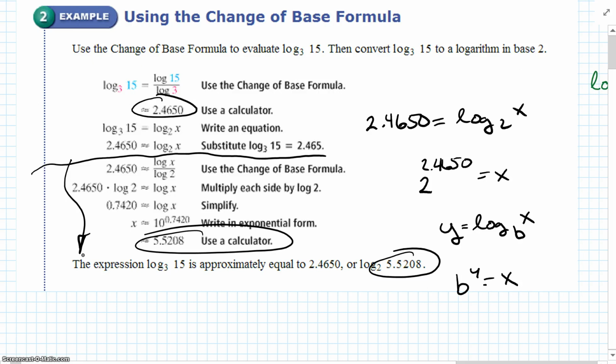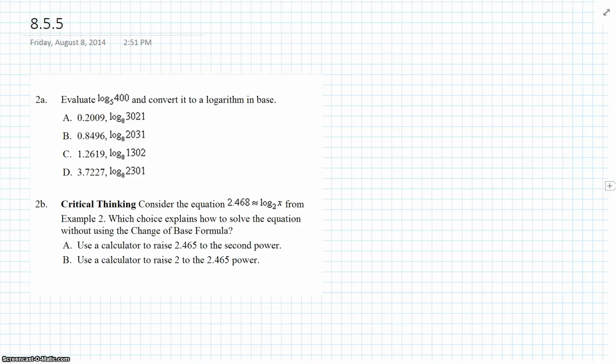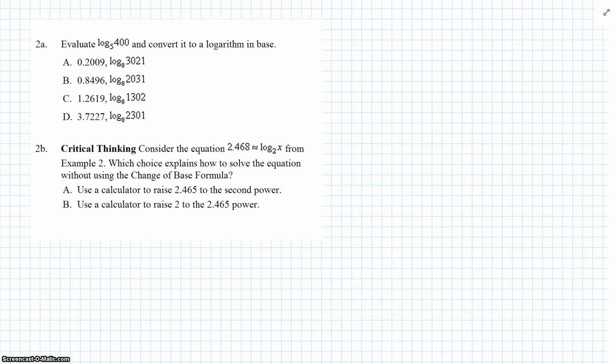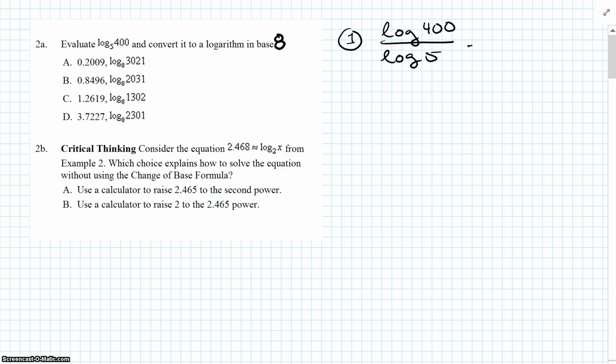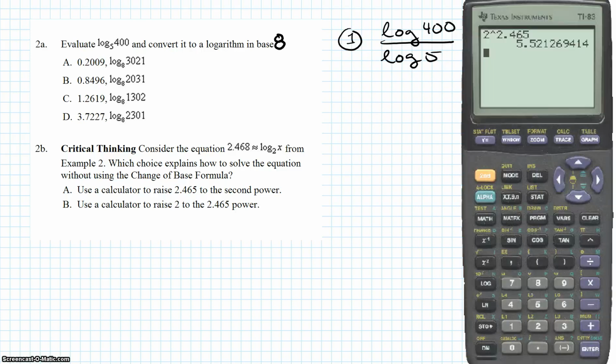Okay. Let's do some examples of it and see if this makes sense. So evaluate log base 5 of 400 and convert it to a logarithm in a base of 8. So step 1, evaluate the log of 400 over the log of 5. What's that equal? Well, let's let our calculator work. So we're going to say the log of 400 divided by the log of 5.